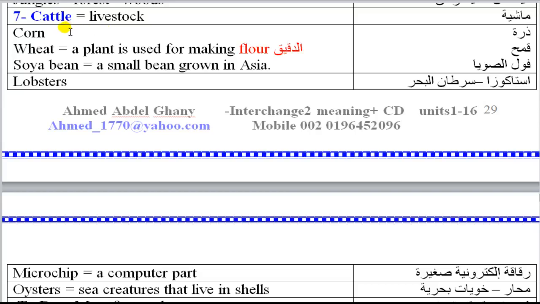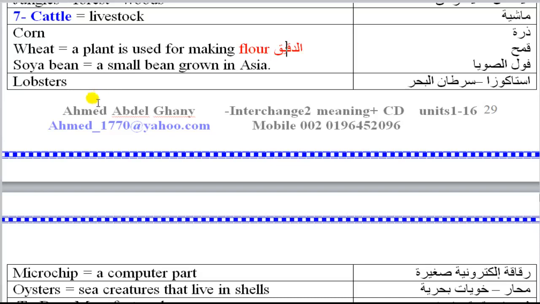Unit 11, Part 2, 4th edition, Interchange 2. These are the words of exercise number 7. Cattle, T soft D, cattle. Livestock, corn, wheat, H silent, wheat. A plant is used for making flour. This word, flour. Soya bean, a small bean grown in Asia. Asia. Africa, Asia.